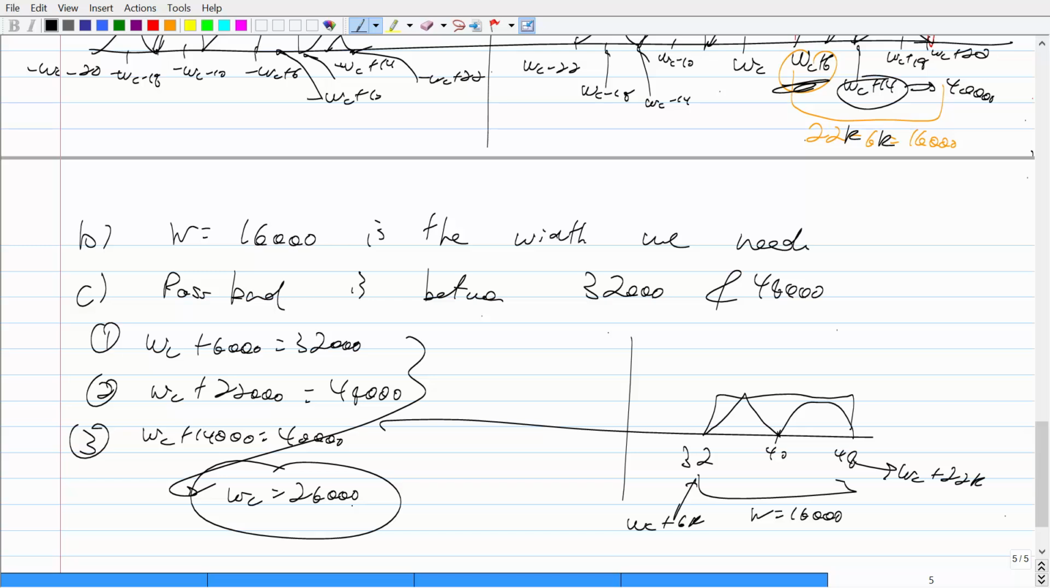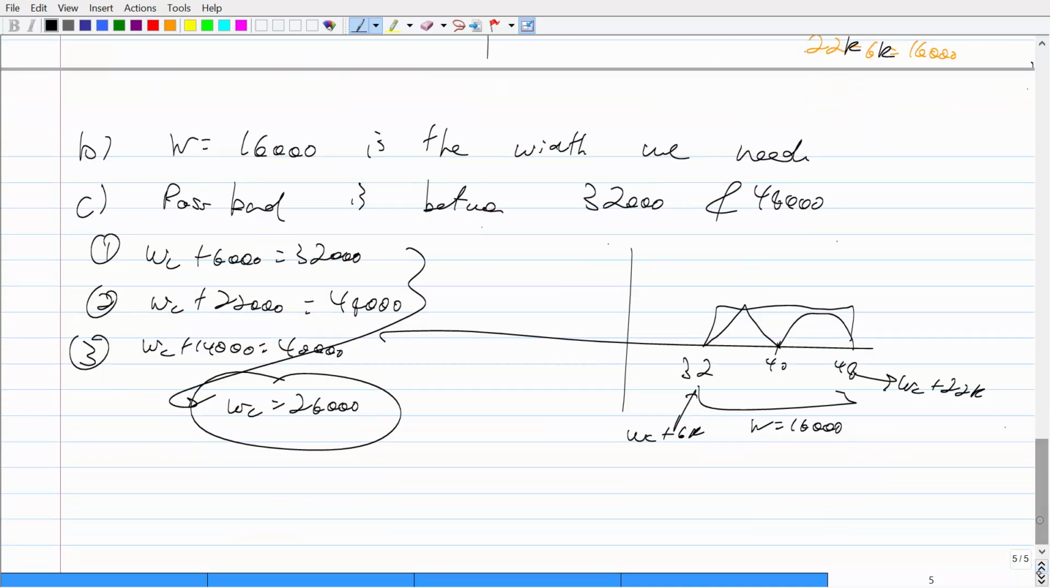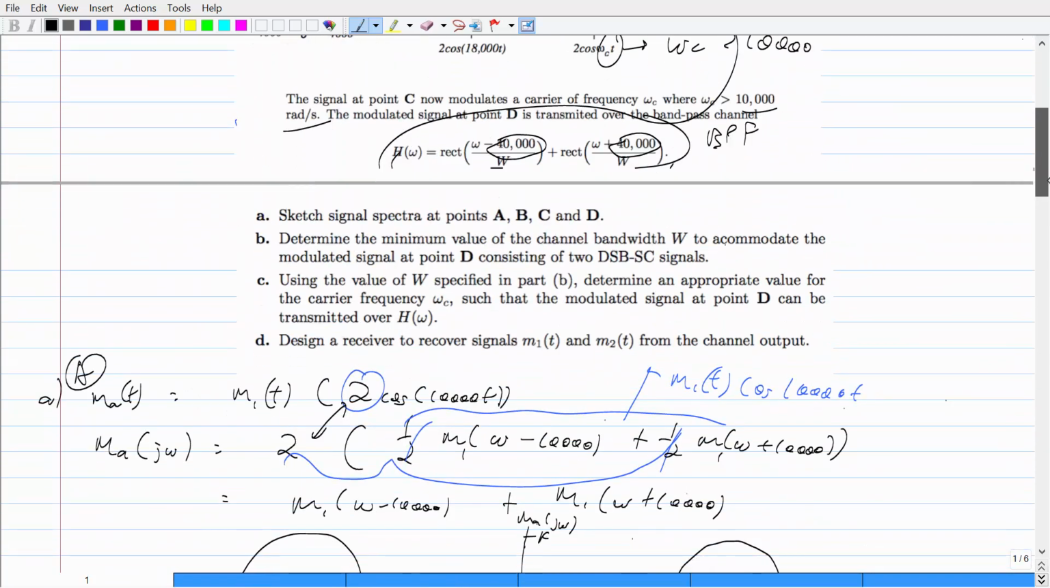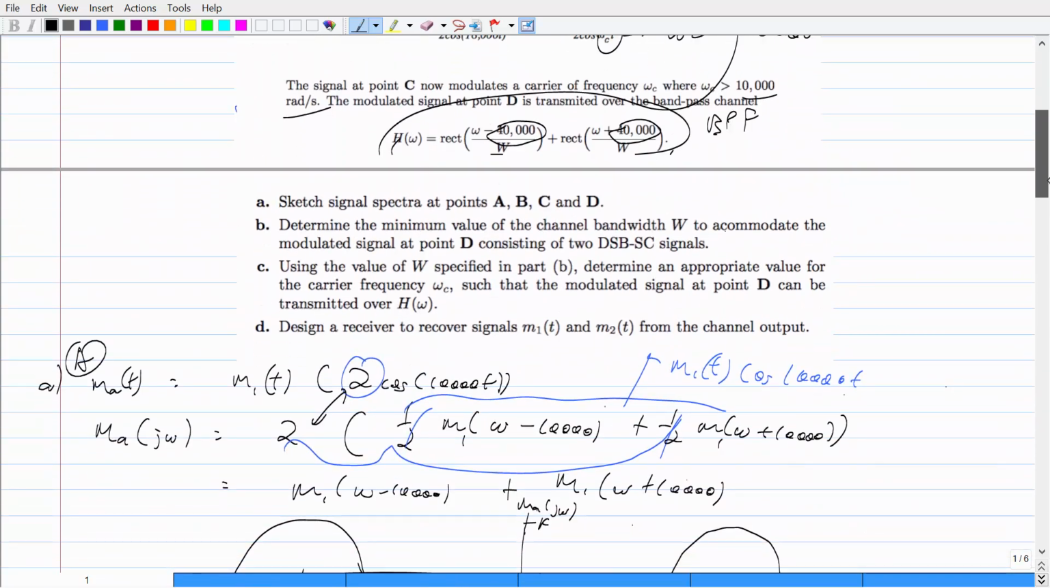Okay, so was that your question, I think? Okay, fantastic. Any questions so far? Okay, so last question here. Design a receiver to recover the signals M1 and M2.